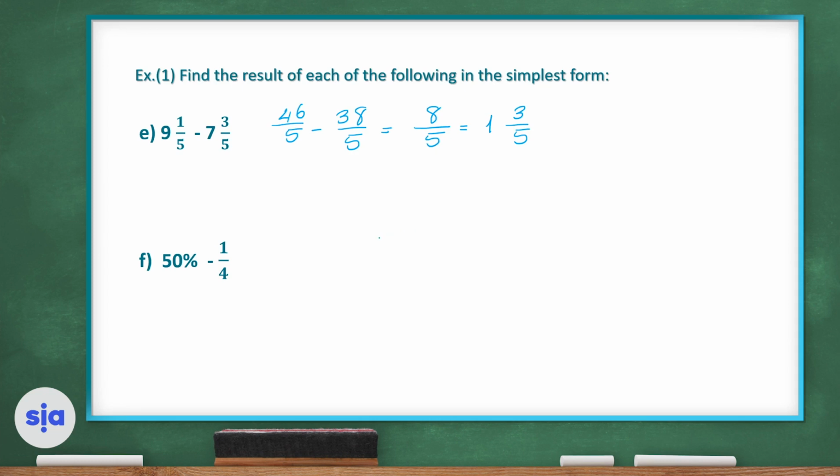Question F, 50% minus 1 over 4. 50% is what? Excellent. I can hear it from here. You guys are saying that 50% is half. So half minus quarter, you multiply this by 2 up and down. It's 2 over 4 minus 1 over 4, which is 1 over 4. Or you can actually do it logically, as half minus quarter is a quarter.